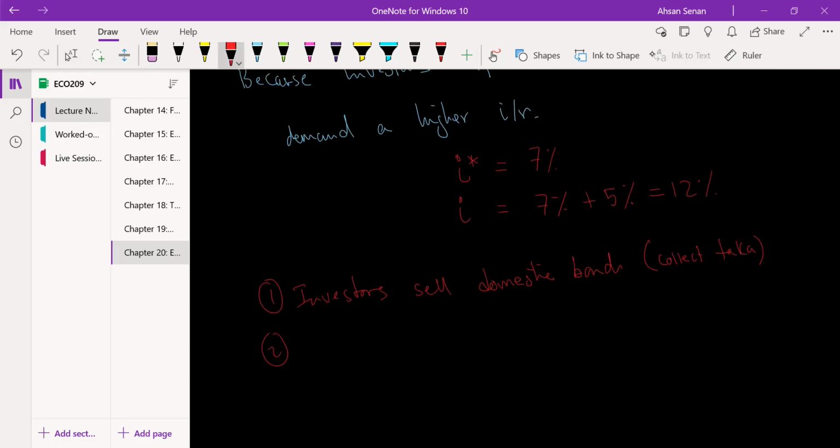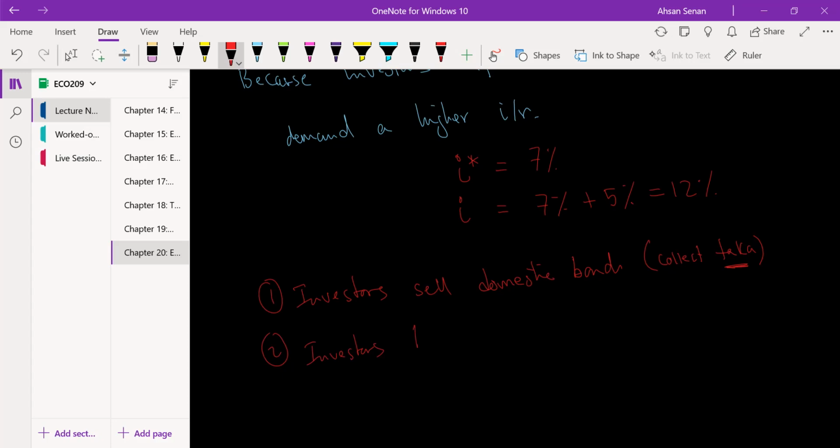Then investors will take this taka and they will try to invest it in another country, right? So to invest in another country, what do they need? Suppose they want to invest in India. What will they need to do? They will need to take taka, sell this taka, and buy rupee with it, and then invest in rupee.